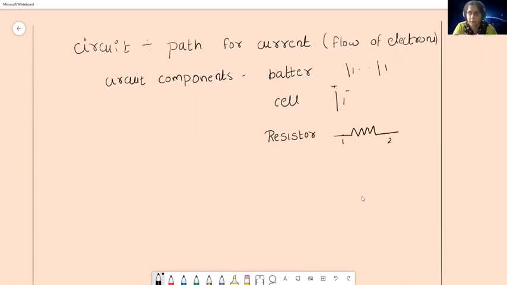I'm not going to get into other components like capacitor and all. So let's go with this. What is a resistor now? Resistor, it is that component in a circuit which actually opposes the flow of current. So this resistor opposes the flow of current.